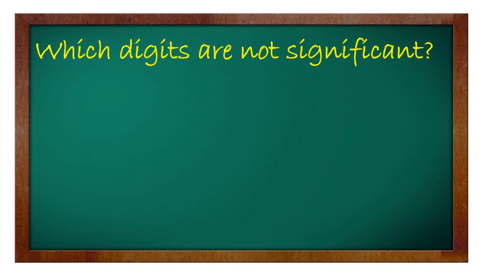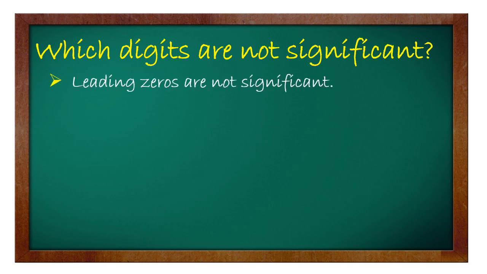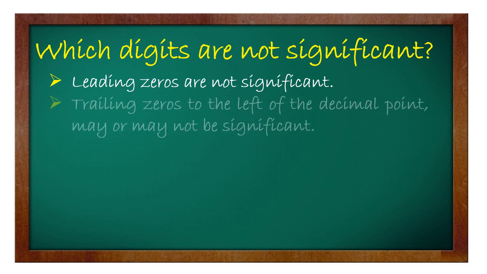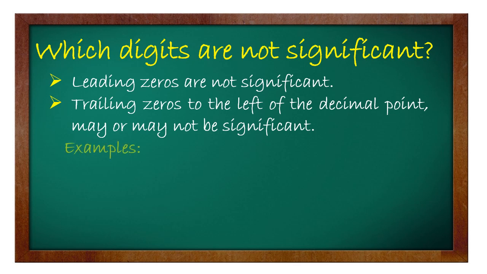Now, which digits are not significant? Ano naman yung mga digits na hindi significant? So, first, the leading zeros are not significant. So, these are the zeros that can be seen on the left side. Okay? And then, the trailing zeros to the left of the decimal point may or may not be significant. So, depende kasi yan, baka kasi yung mga zeros natin nasa pagitan ng non-zero, mako-consider siya. Pero kung wala siya sa pagitan ng dalawang non-zero digits, hindi siya considered as significant.